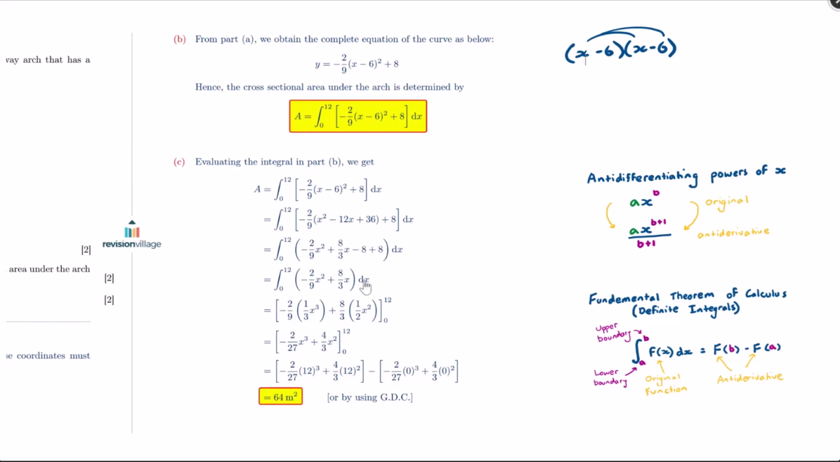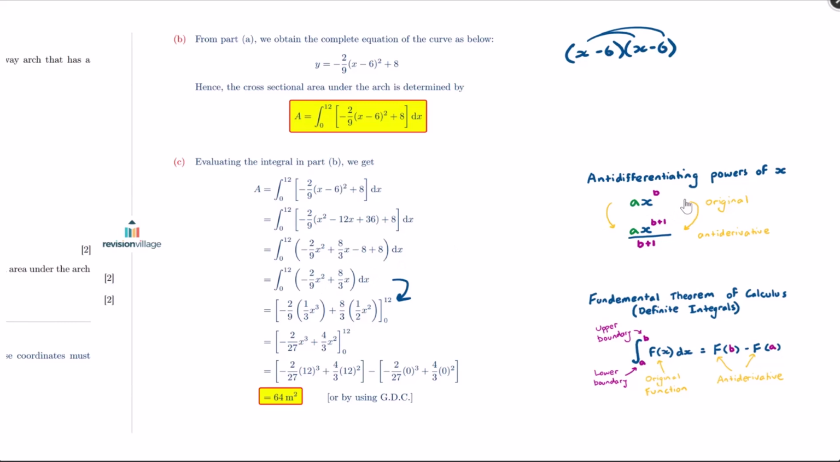To go from this line to the next line, I've grouped like terms. So this negative 8 with the positive 8 becomes 0. The first 2 terms remain the same. Okay, to go from this step to this step, this is where the anti-differentiation process occurs. So let's just recap how to do this. If I have a term ax to the b, where a is my coefficient, so for example, negative 2 on 9, and b is my power, for example, 2.